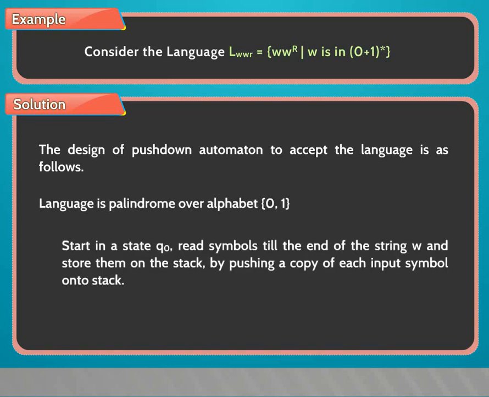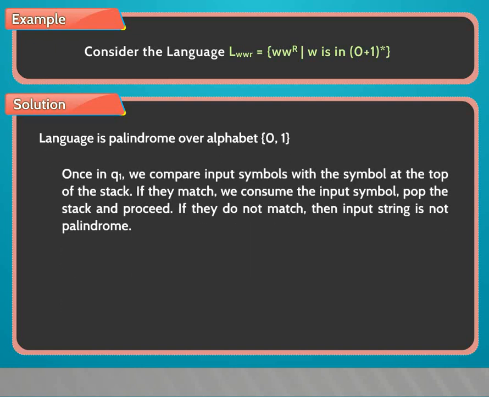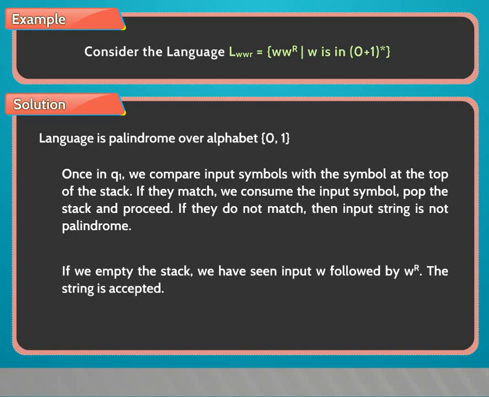Start in a state q0, read symbols till the end of the string w and store them on the stack by pushing a copy of each input symbol onto the stack. We guess we have seen the middle, so go to state q1. Once in q1, we compare input symbols with the symbol at the top of the stack. If they match, we consume the input symbol, pop the stack and proceed. If they do not match, then the input string is not a palindrome. If we empty the stack, we have seen input w followed by w to the power R. The string is accepted.